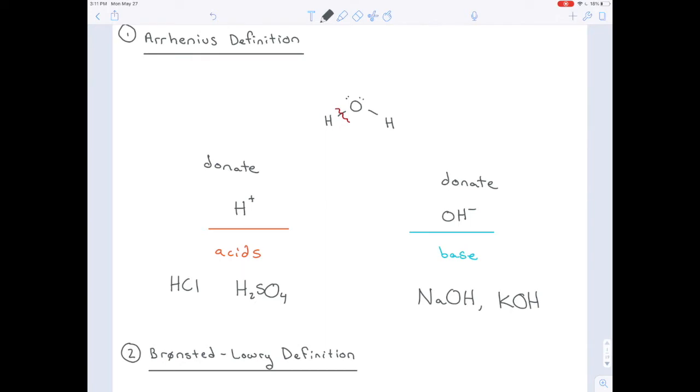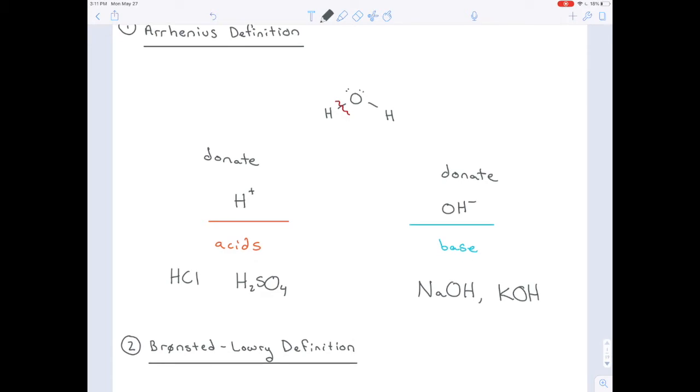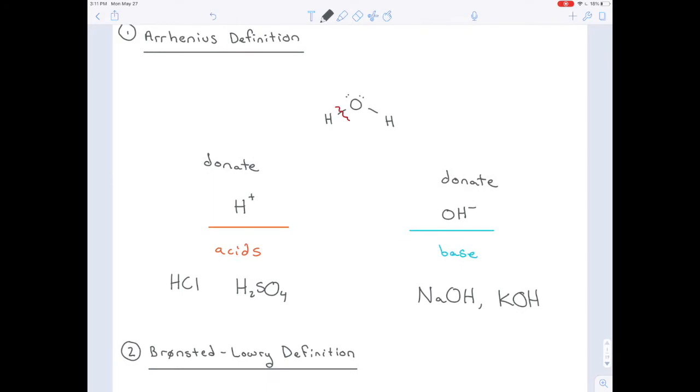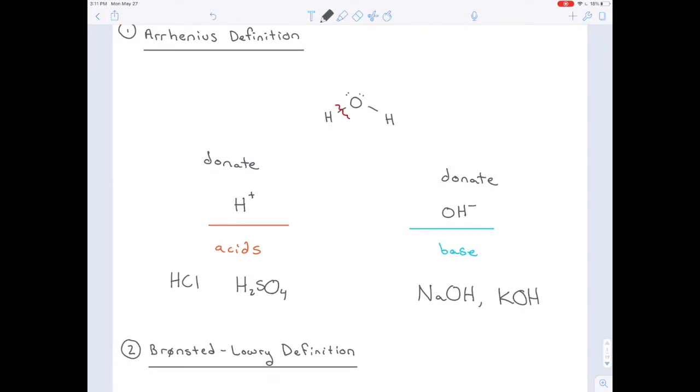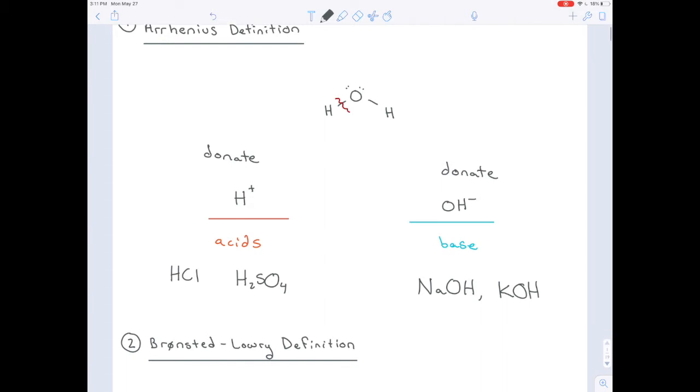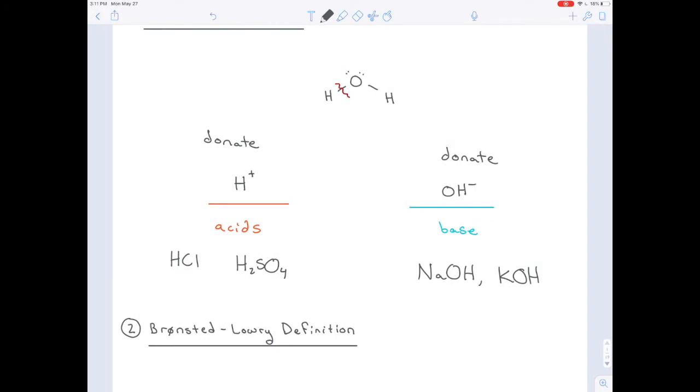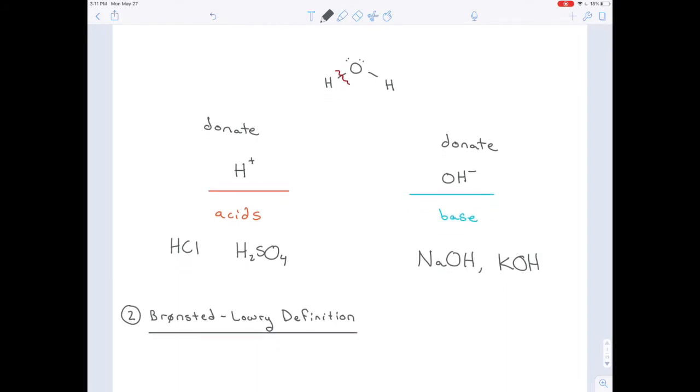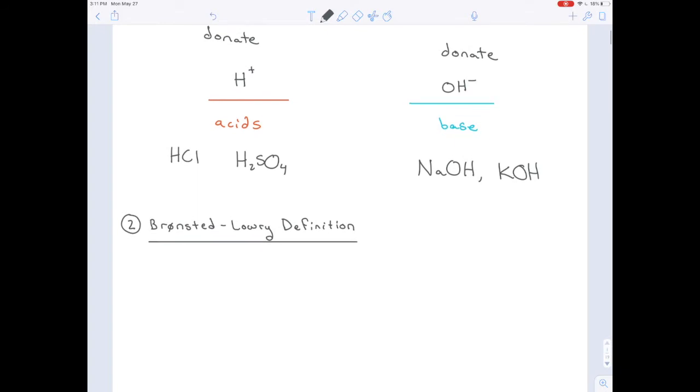But as time went by, people started finding more solutions that either tasted sour or made things taste less sour, but that didn't follow this definition. So they had to come up with a broader definition. And two scientists came up with a broader definition at around the same time. The second definition, this broader one, that included all these molecules that people were finding, is named after both of those scientists, and it's called the Bronsted-Lowry Definition.